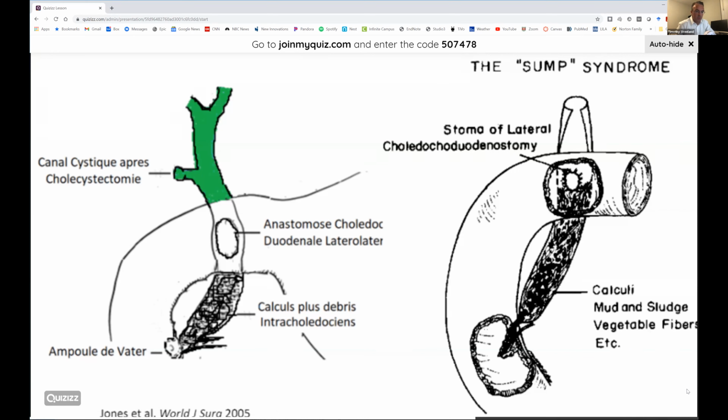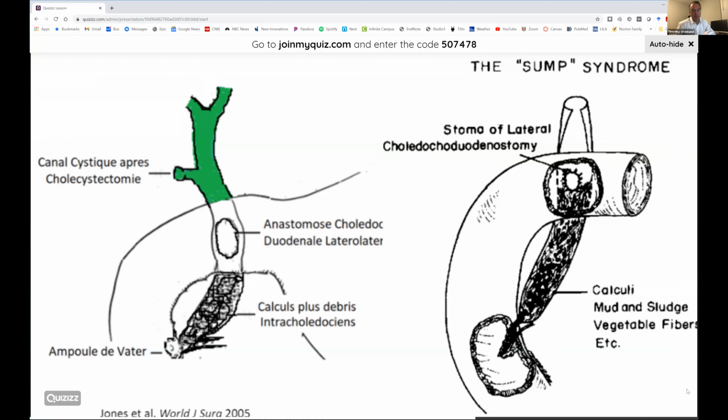And so a little bit of food, fiber, whatever can get into the duct and it can clog the duct up. And now that can either cause cholangitis by backing up into the bile duct, or it can also cause pancreatitis. So this is the big reason that we don't really do choledochoduodenostomies anymore, because of this known complication. This can cause chronic cholangitis, cirrhosis, liver failure, all these things down the road.